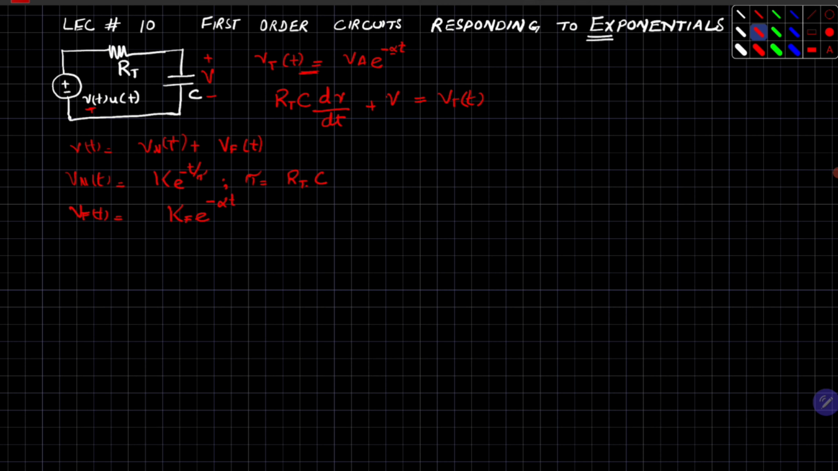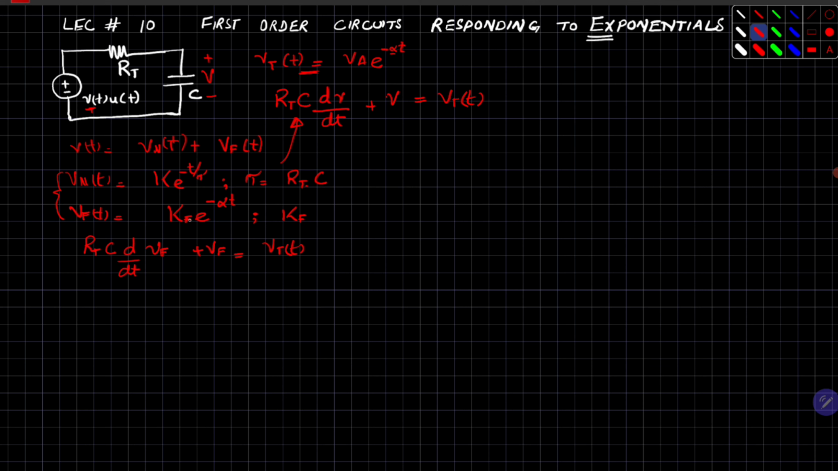As we already know, the derivative of an exponential is again an exponential. So its solution will be kf into e raised to power minus alpha t, and we will find out the value of kf, which is a constant. We will substitute the forced response and natural response into the differential equation. So we get R Thevenin times C into d by dt of Vf plus Vf is equal to Vs of t. This is the forced response equation.